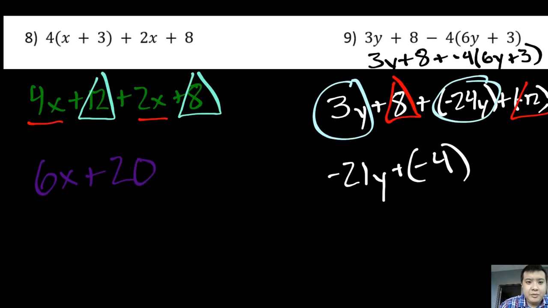For question number 8, we should be distributing out 4x plus 12. And when we combine like terms, 4x plus 2x is 6x, 12 plus 8 is 20. So we get 6x plus 20.